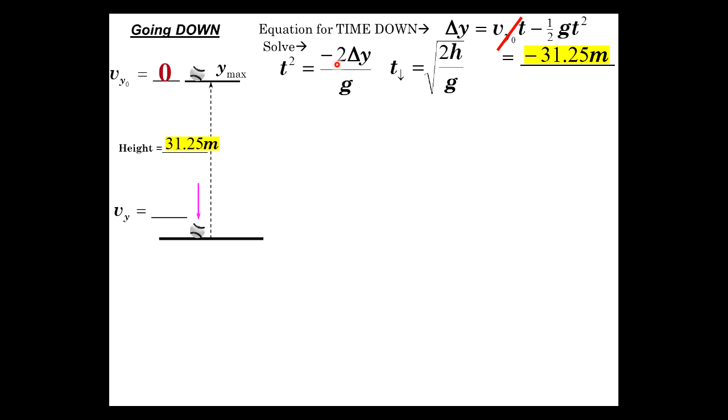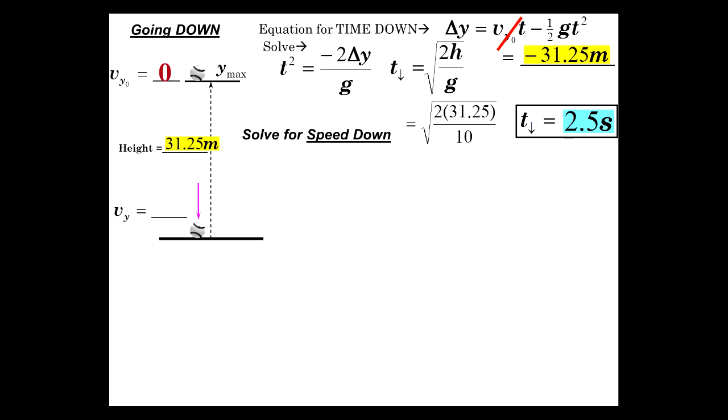I now drop the minus sign because this is negative as well, and the magnitude is the height. So the difference in positions is the height of the ball. Plugging the numbers in, we get, probably not too surprisingly, 2.5 seconds. So indeed, the time to rise up equals the time to fall down.